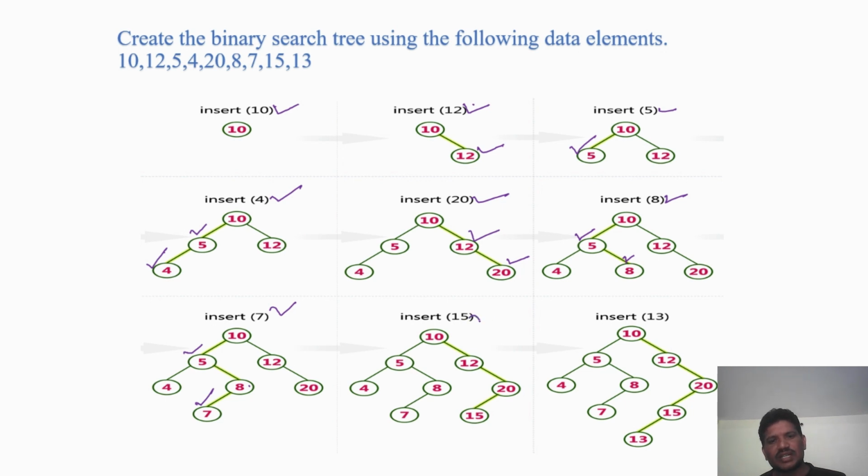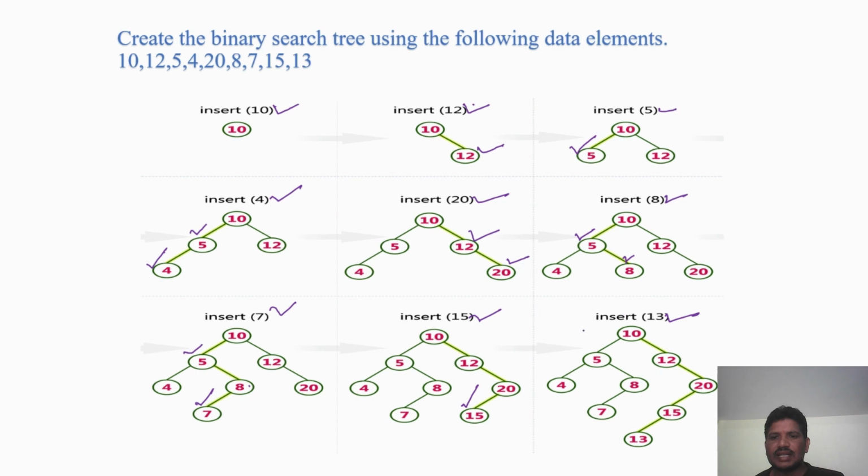Okay, like that, we can insert 15 also. 15 is greater than the 10. That's why it should go in the right subtree. Then 15 is also compared with the 12. Then 15 is greater than the 12, so it goes to the right side of the 12. Then 15 is also compared with the 20. Then 15 is less than the 20. That's why it will be placed in the left subtree of the 20.